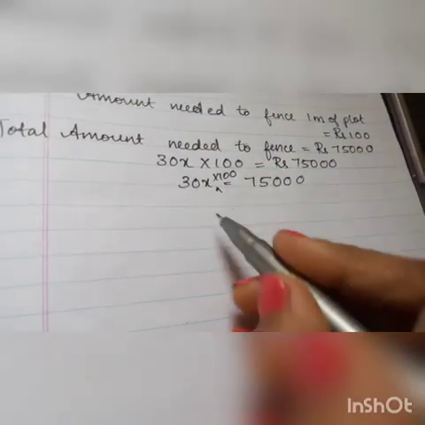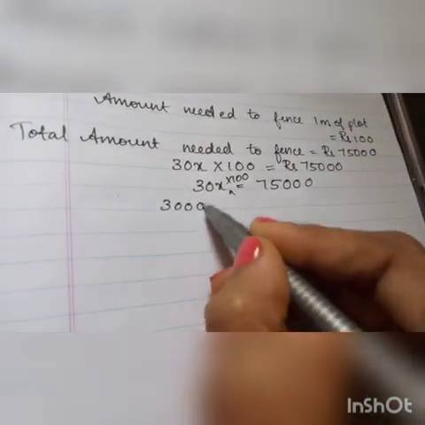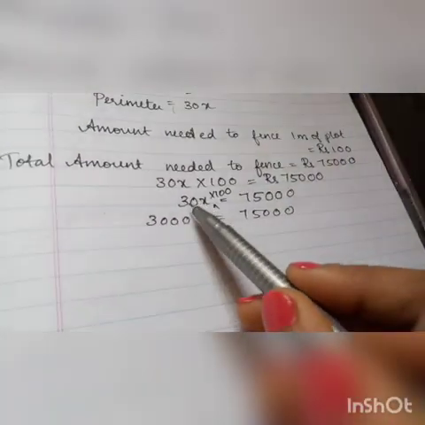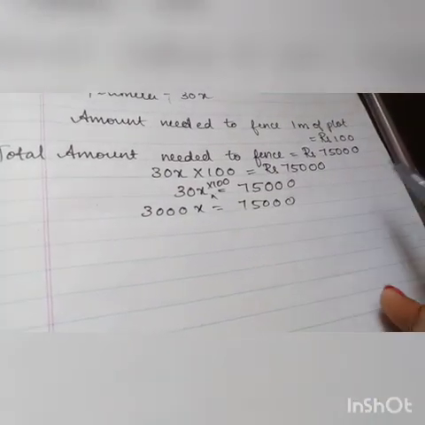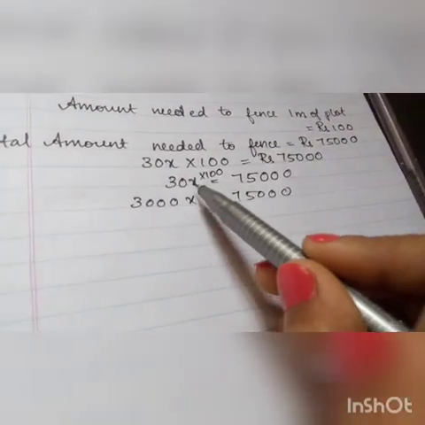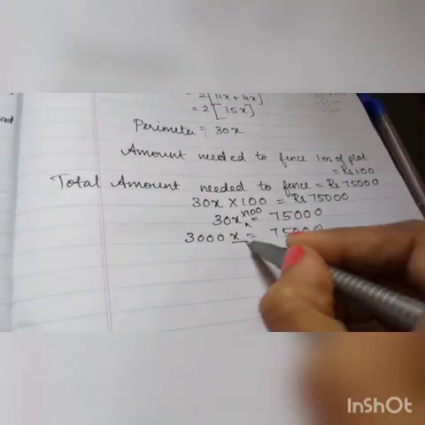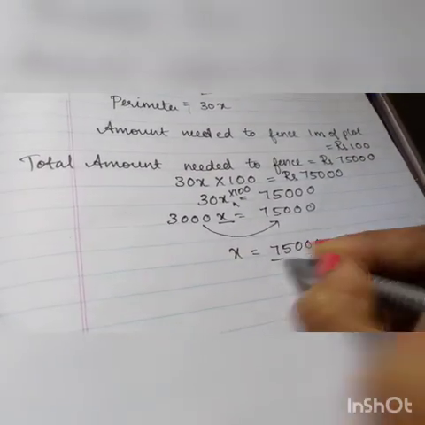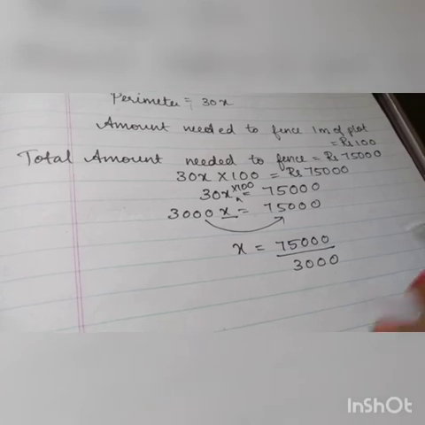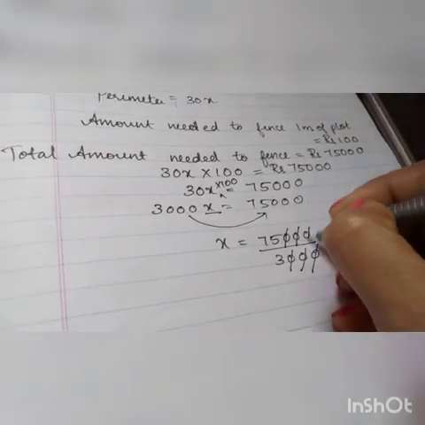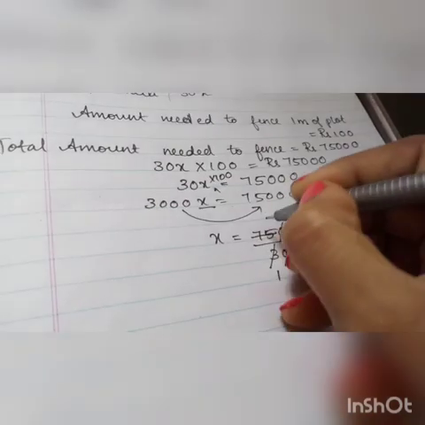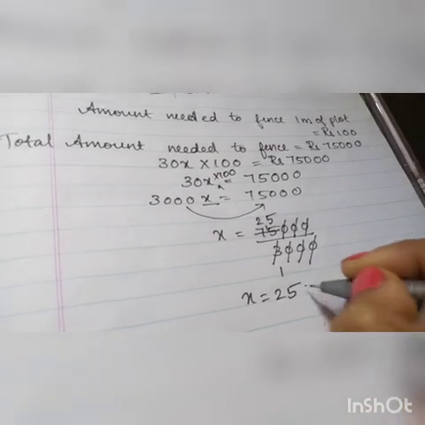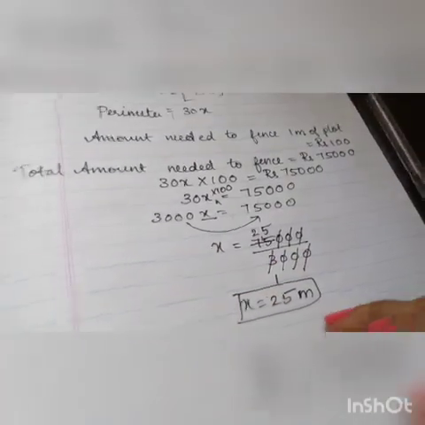Now 30x into 100 is 3000x, which equals 75,000. Why? Because this is not addition. Addition means we can bring that to the other side. This is multiplication, so 30x into 100 is 3000x. We want only x, so I am bringing this 3000 to the other side. x is equal to 75,000 divided by 3000. Cancel the zeros. 3 ones are 3, 3 twos are 6, 3 fives are 15. So x is 25 meters. We have found the x value.